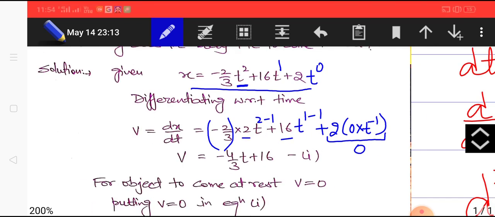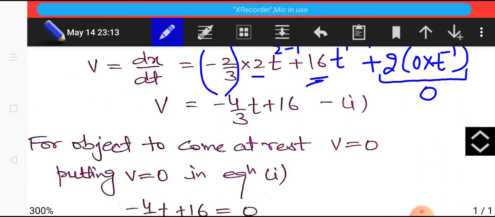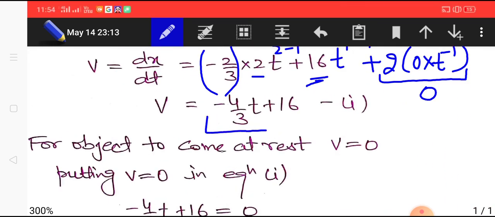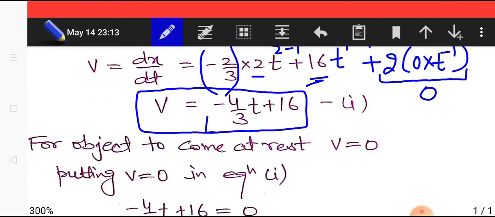So minus 2 by 3 into t square, the differentiation becomes 2t, and 16t gives only 16, and the differentiation of 2 will be 0. So we are left with minus 4 by 3 t plus 16, that is our formula of velocity.